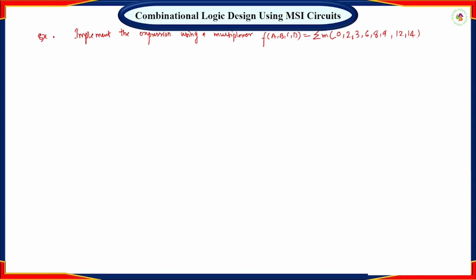So in this given design problem, you have 4 variables, that is A, B, C and D. These are the 4 variables. Therefore, this multiplexer requires 4 select input lines.